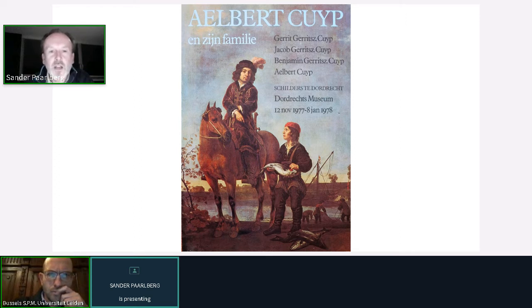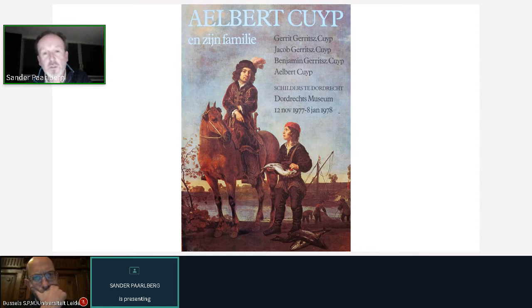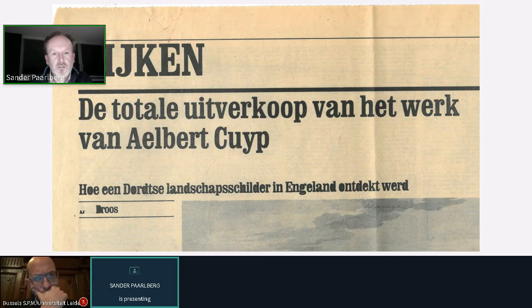The exhibition about Aelbert Cuyp, the family of Aelbert Cuyp, this showed not only Aelbert Cuyp, but of course also his father and even his uncle Benjamin Cuyp. It was the first exhibition about Aelbert Cuyp in Dordrecht. And the interesting thing was that the response in the press very much focused on, well, actually the appreciation of Aelbert Cuyp. This is an article from a 1977 newspaper. This was actually written by the late Ben Brose, and it is about the discovery of Aelbert Cuyp in England.